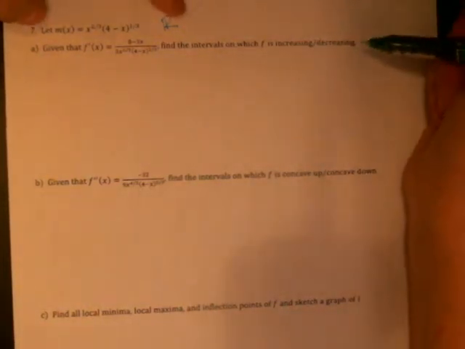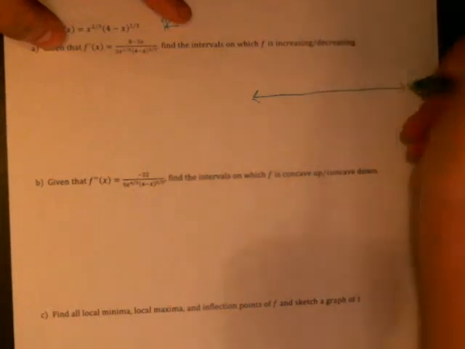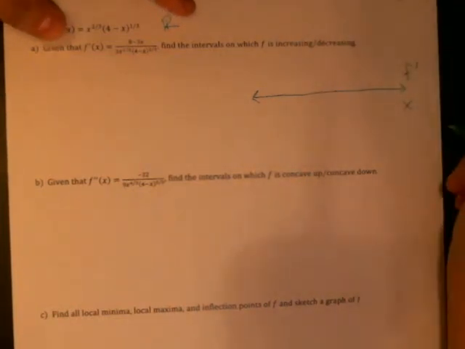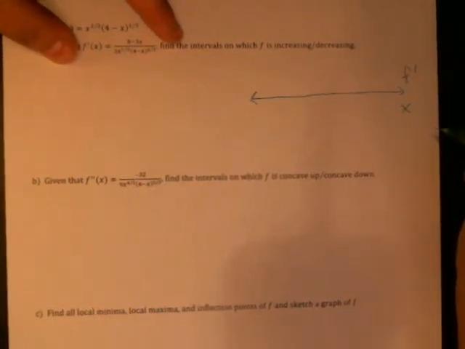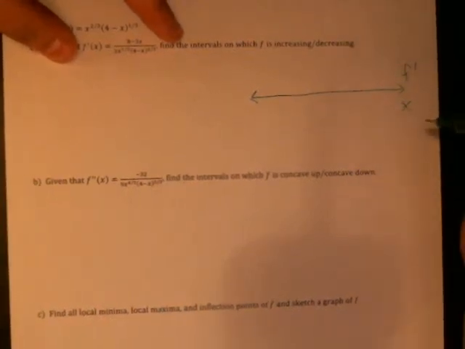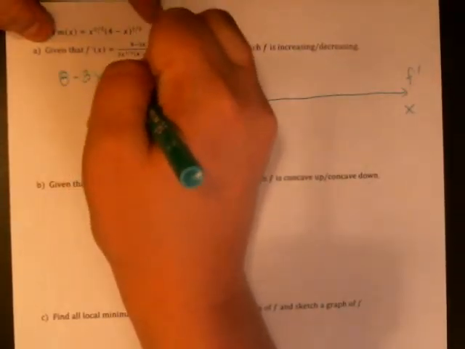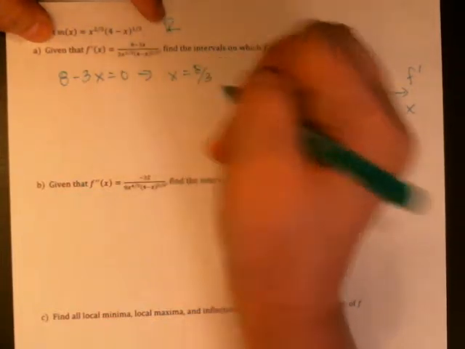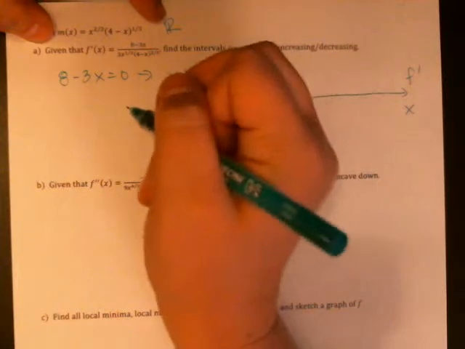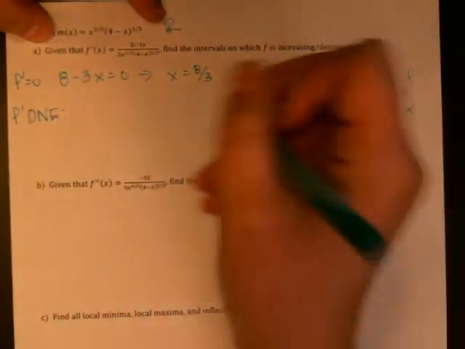Okay, so if we want to know when the function is increasing or decreasing, I think the easiest way is just to make a first derivative sign chart. So here's my first derivative. I need to figure out when it's 0 or undefined. So it's 0 when the top is 0, which will happen when x is 8/3, and it's undefined, so this is f prime equals 0, and this is f prime does not exist, if the bottom is 0.